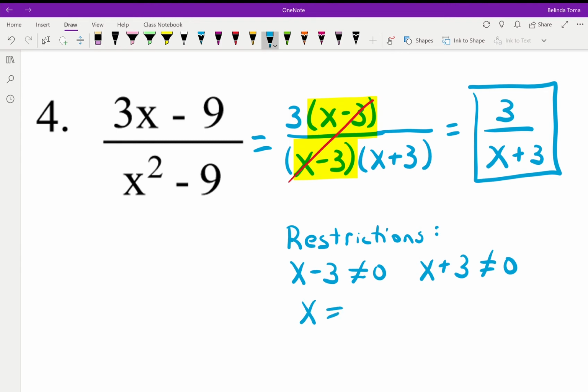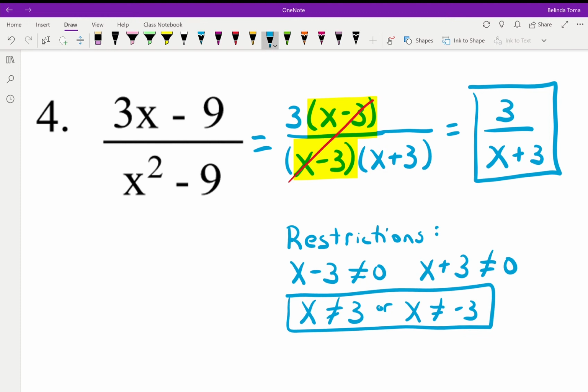So I'm going to say for my restriction that x cannot equal 3 or x cannot equal negative 3. Those are both restrictions, and again, you could put those with a comma in between instead. You wouldn't need to write x does not equal for both of those.